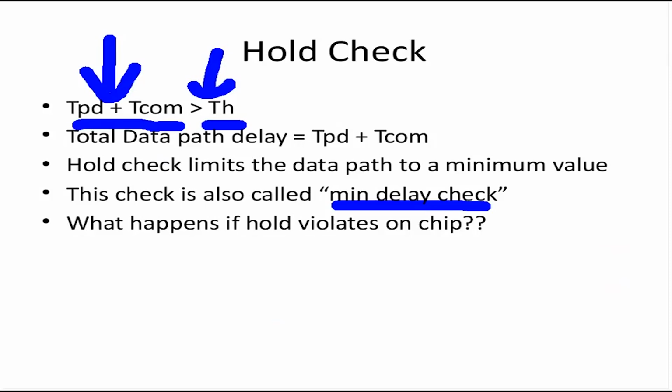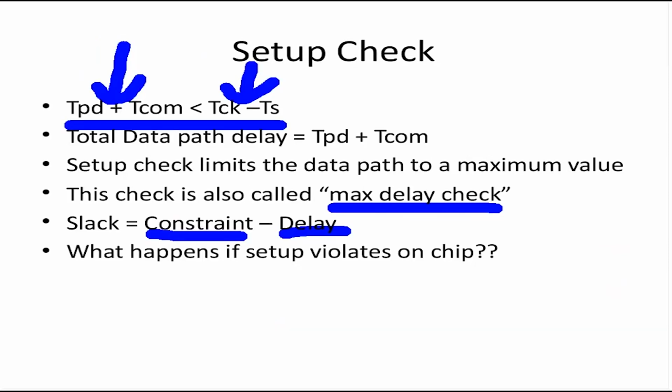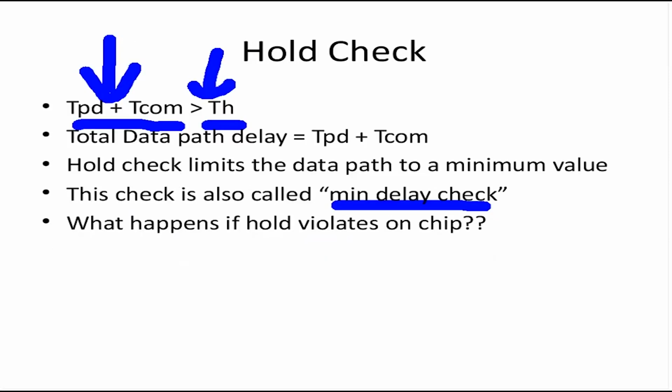All formulae, all timing paths you can understand if you understand how the equation is represented. I'll repeat. Path delay less than maximum constraint is the max delay check, which is this TPD plus TCOM less than TCK minus PS. For hold, path delay greater than the constraint is the min delay check. That's it. That's the whole summary of STA. Now what we will do, we'll apply this principle of max delay check and min delay check to all other timing paths that we'll see, and we'll see how this matches up.